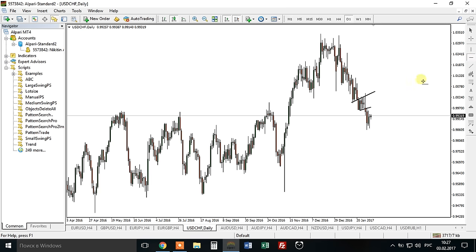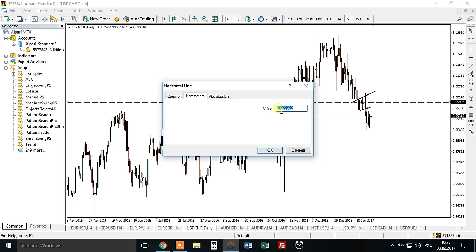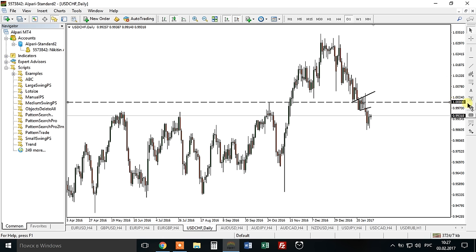And if you pay attention to that, you will see a very nice parity number here. Horizontal line properties, I will call it 1. You see? 1.0000, a very nice psychological number. It acted as resistance previously. Let us make it a large zone. The zone of this parity number acted as support, then it acted as resistance, and then we violated that to the downside.